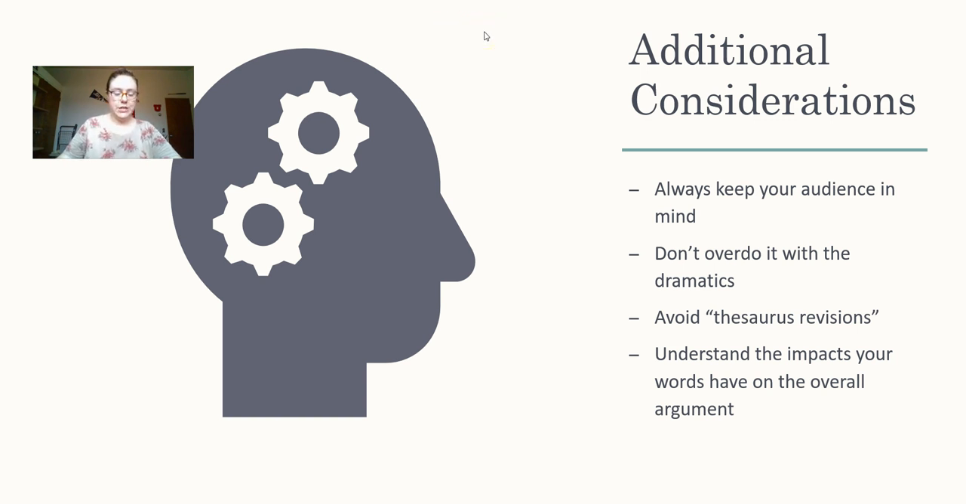Some final considerations regarding word choice. Always keep your audience in mind. As I had mentioned earlier, different words have different meanings in different contexts and different cultures. So when we remember that words function as symbols, we want to say, okay, well, what does this word symbolize for my audience? Like I said in the earlier example, if we use the term socialism, that's going to be received differently by Americans than it would by people in Sweden, Finland or Denmark, or people, let's say, in Cuba or Venezuela or Russia.